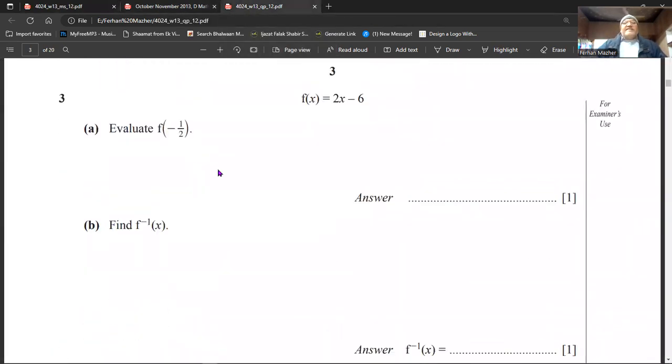Question number 3, he says f of x is equal to 2x minus 6. Question number 3, A part, they want me to find out f of minus 1 by 2. It's a question on functions. The formula for the function is given.